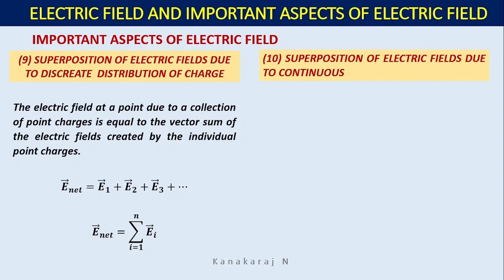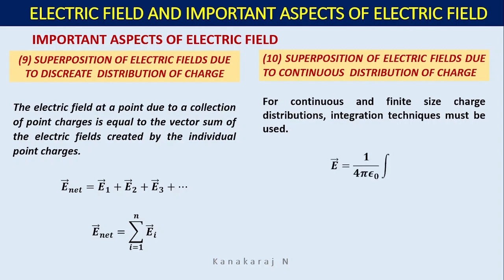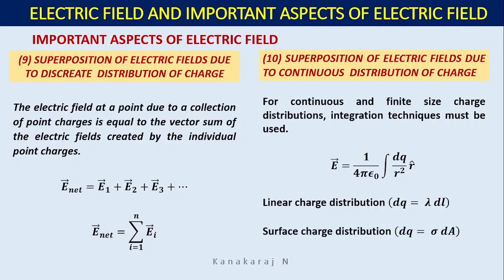Superposition of electric fields due to continuous distribution of charge. For continuous and finite size charge distributions, integration techniques must be used. E vector equals 1 by 4 pi epsilon naught integration dq by r square r cap. Linear charge distribution, dq equals lambda dl. Surface charge distribution, dq equals sigma dA. Volume charge distribution, dq equals rho dV. Let us learn about lambda, sigma, rho in the next page.